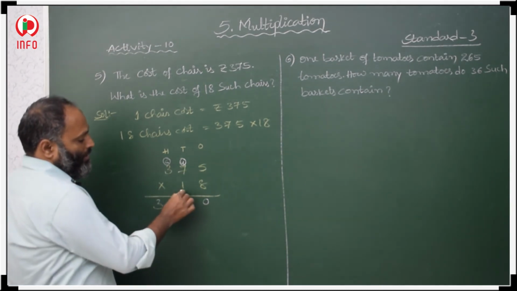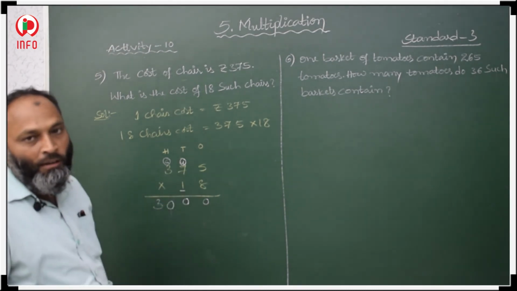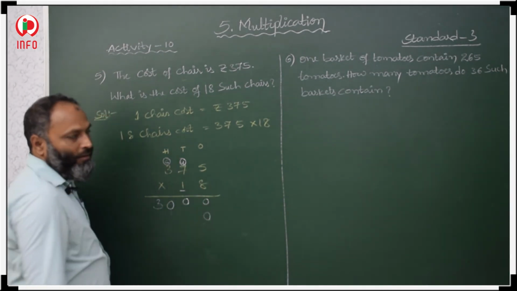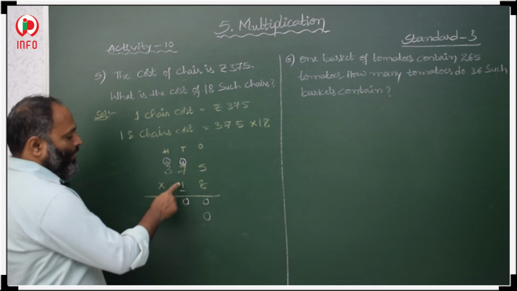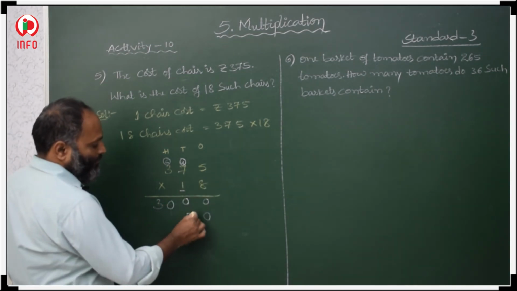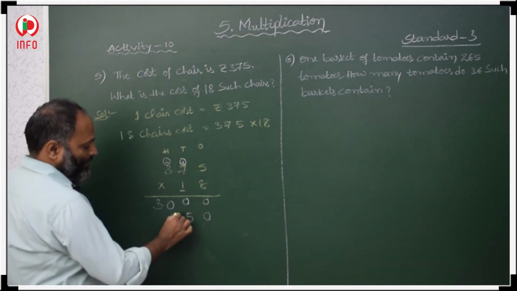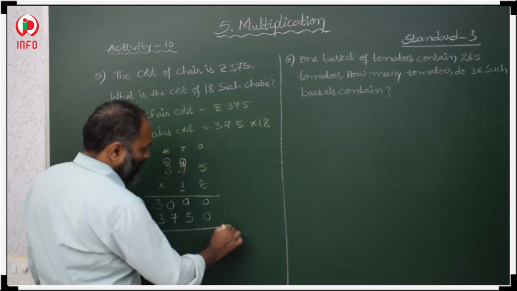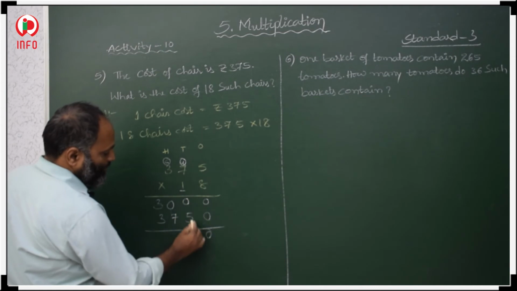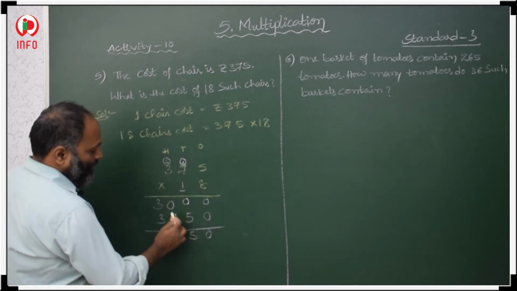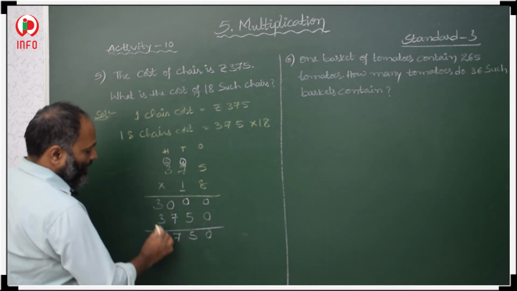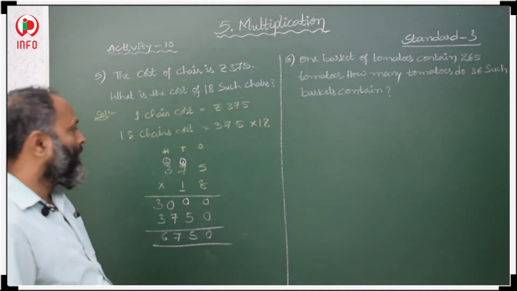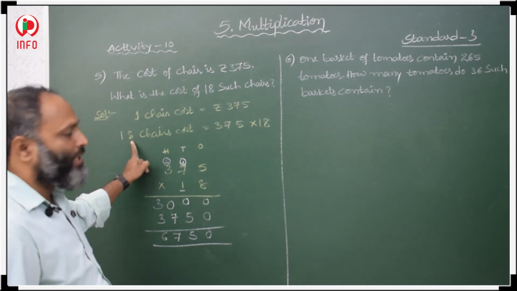Now we start multiplication with 1. 1 is in tens place, so first we keep a 0 in ones place. Then 1 with 5, 1 5 is 5, 1 with 7, 1 7 is 7, 1 with 3, 1 3 is 3. Now you add: 0 plus 5 is 5, 0 plus 7 is 7, 3 plus 3 is 6, 6750. How much? 18 chairs cost.